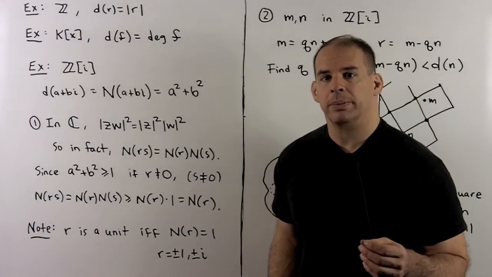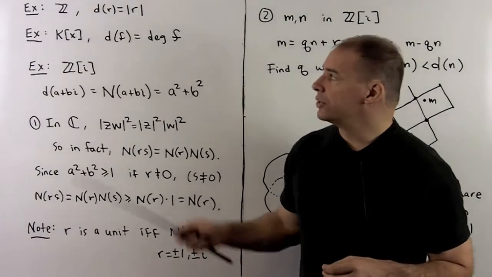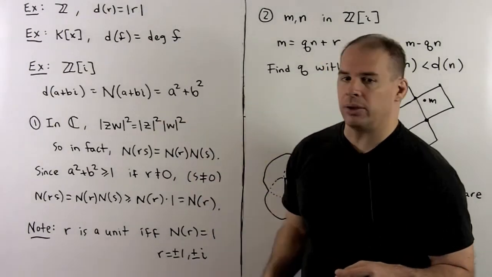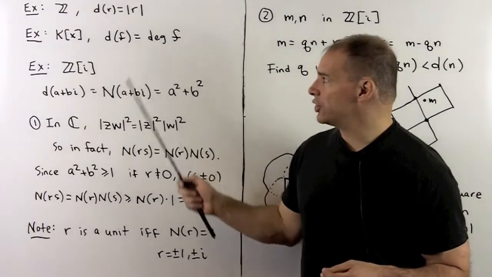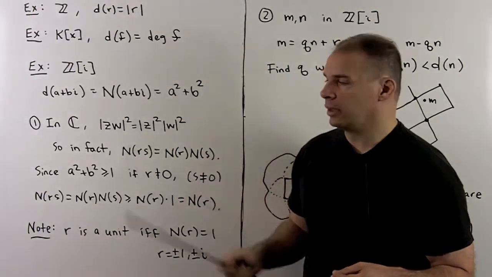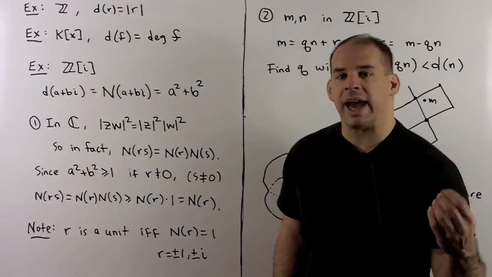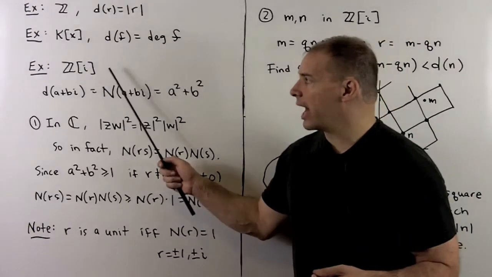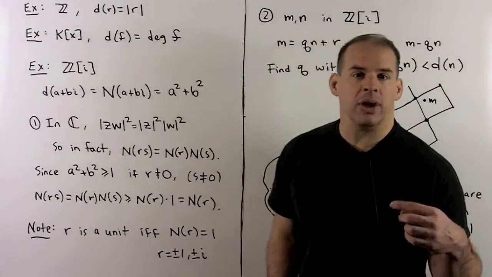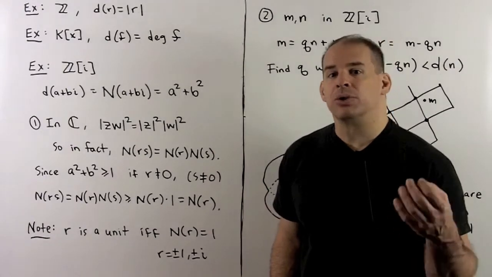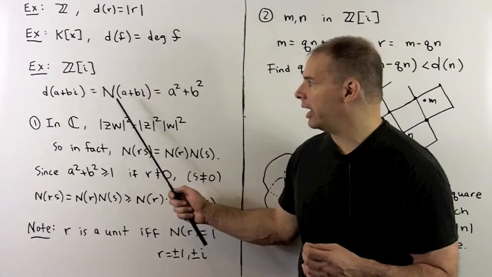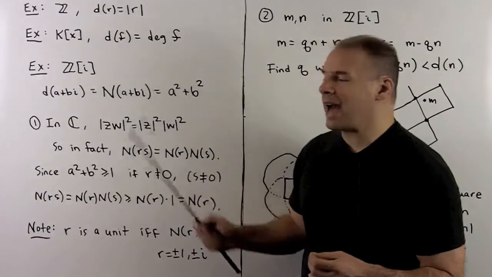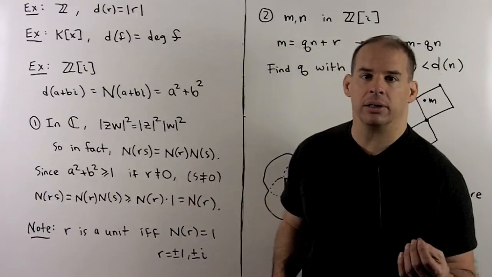For examples, we've already seen the integers. Here the d function is absolute value. For polynomials over a field, the d function is degree of the polynomial. For something new, we have the Gaussian integers, Z adjoin i. Here we have a subset of the complex plane. So for the d function, we're going to use modulus squared. We also call this capital N. So N of a plus bi is a squared plus b squared.